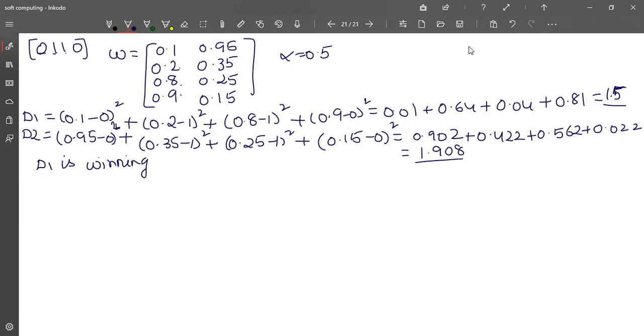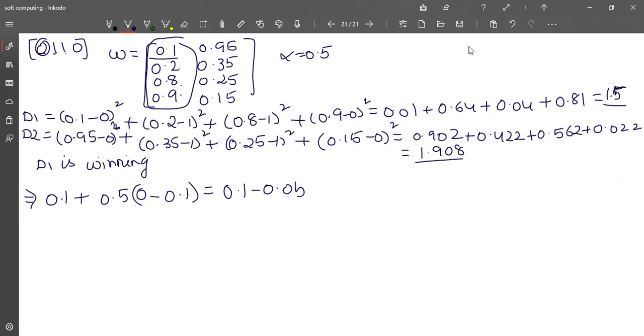If D1 is winning, we need to update this. So let's update 0.1. Old weight 0.1 plus our learning rate alpha 0.5 into (x1, which is 0, minus our old weight 0.1). So 0.1 and minus 0.05. This gives 0.05.